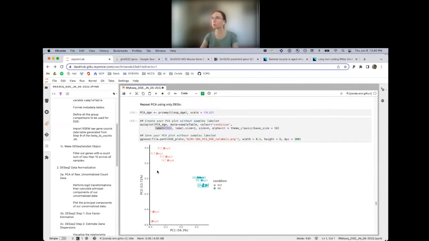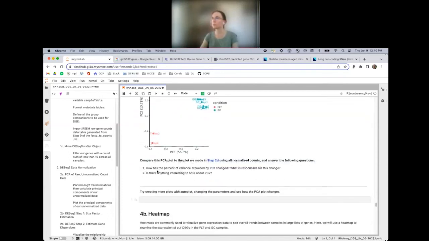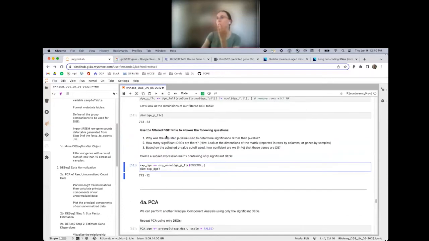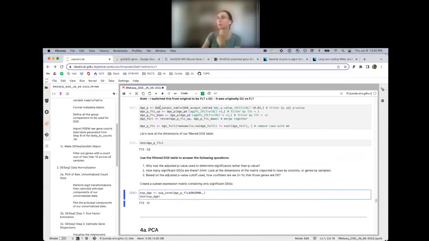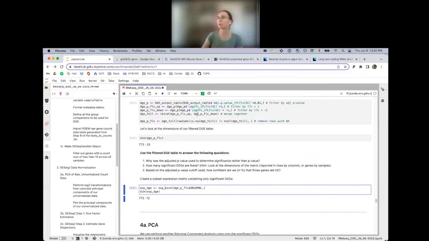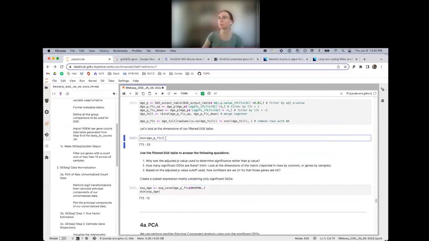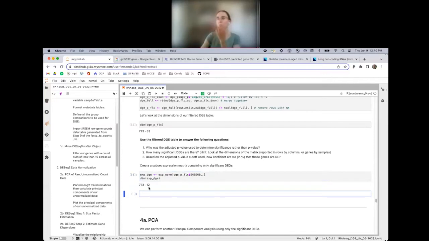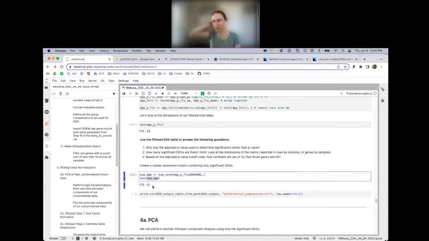Remember where I was. Here we go. Okay. So remember, we took our full DGE table, and then we did a bunch of filtering. We got a DGE table that only has significant genes, and then we used those gene names to filter our normalized expression table. So this table has only the 773 significant genes and 12 samples. So we can write out this variable x underscore DGE.